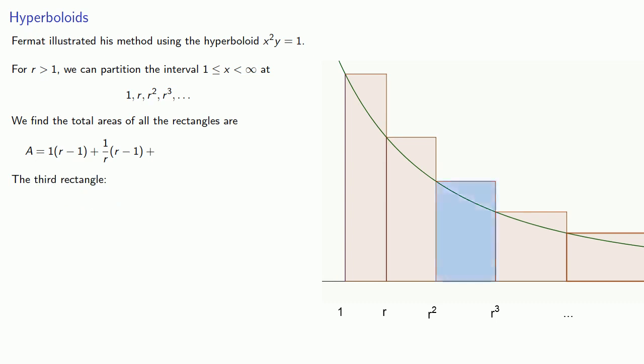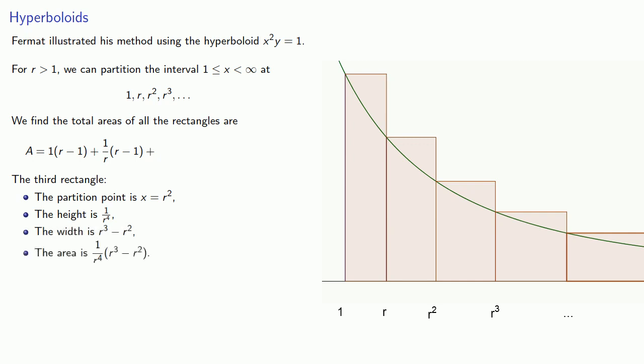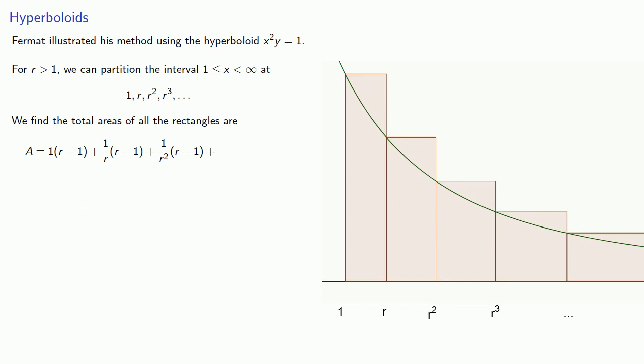How about the third rectangle? The partition point is x equals r squared, and the height is 1 over r to the fourth. The width is r cubed minus r squared. The area, 1 over r to the fourth times r cubed minus r squared, which simplifies, giving us the area of the third rectangle. Well, as they say, fourth time's the charm.